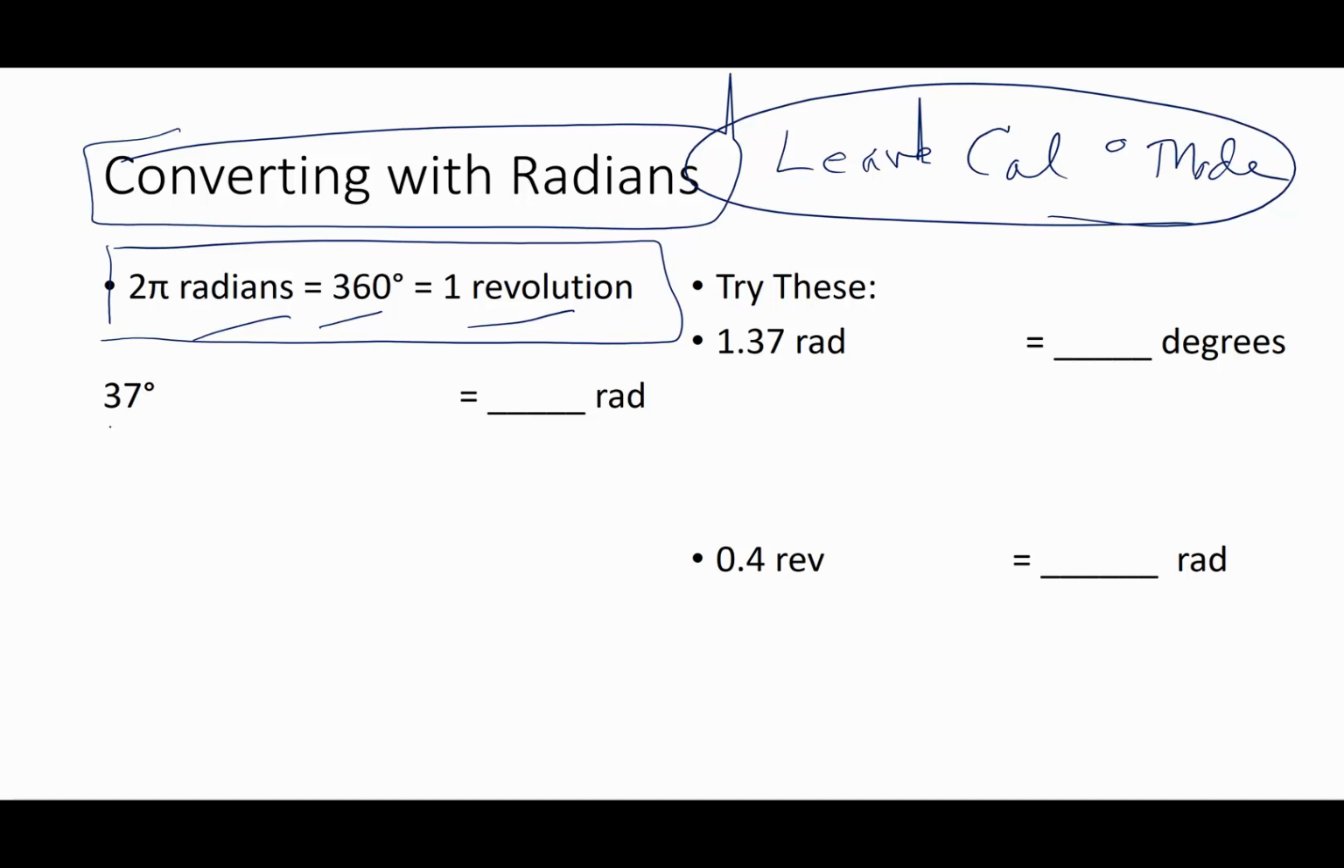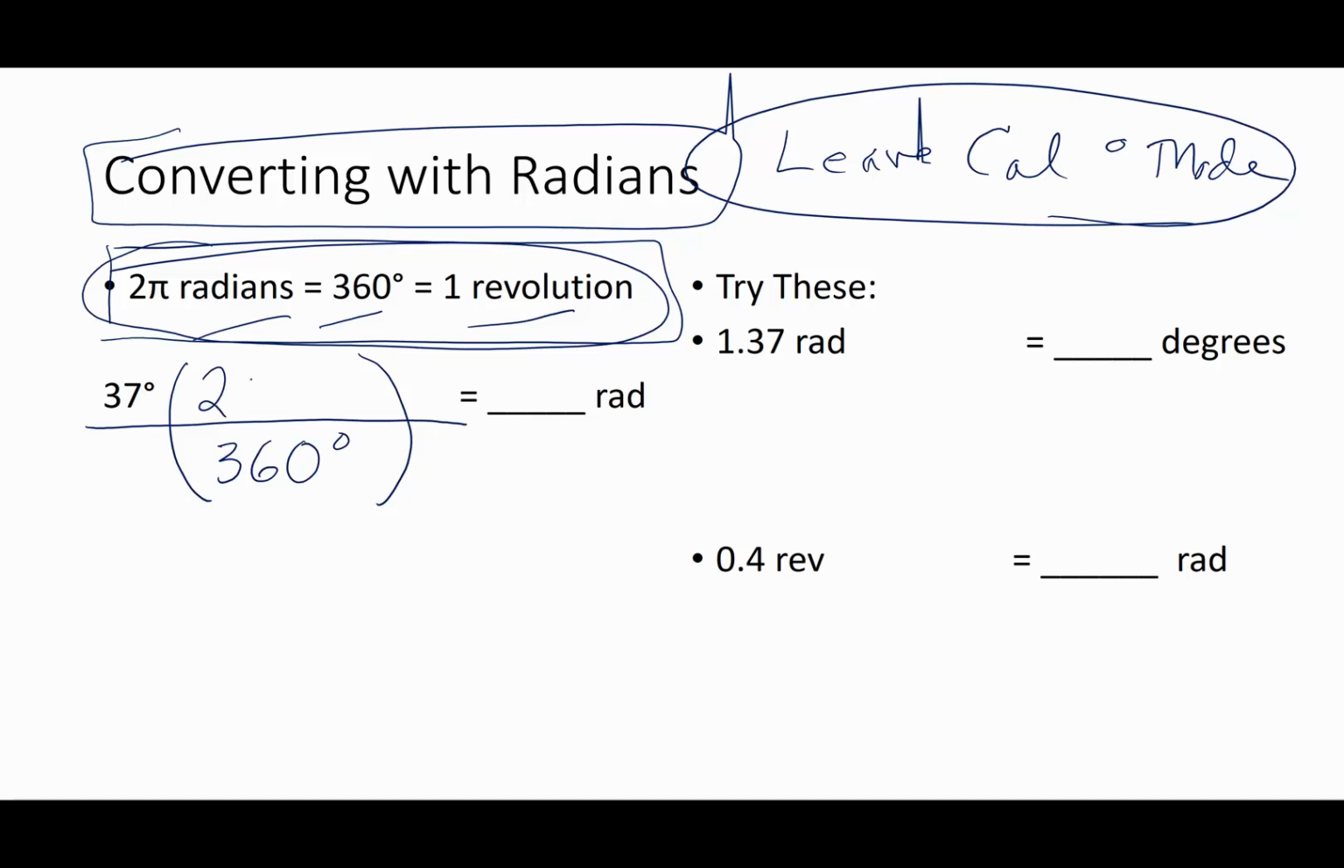So let's say I've got 37 degrees and I want to know how many radians that is. I am going to set up a TIE fighter. I want to get rid of degrees and keep radians. Here's my conversion factor, so to get rid of degrees, I have 360 degrees on the bottom, which equals 2 pi radians on the top. So I take 37 times 2 times pi divided by 360, and when I do that, I end up with 0.65 radians.